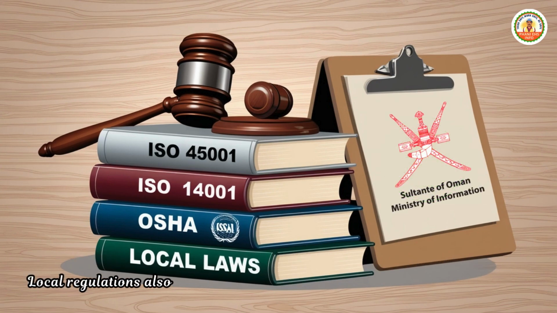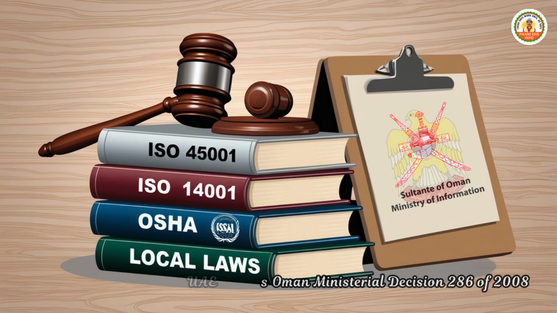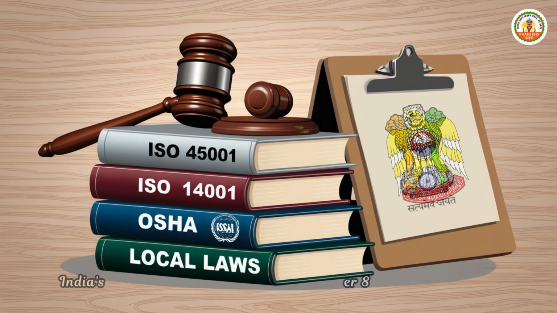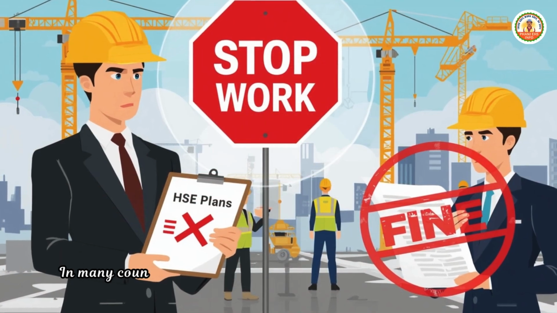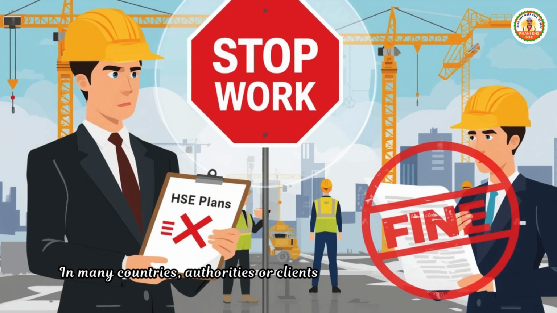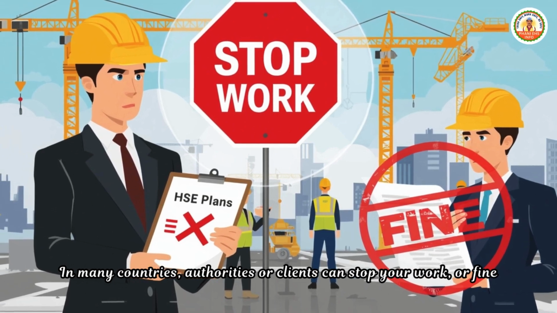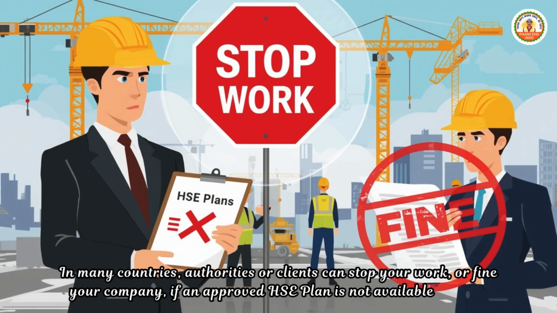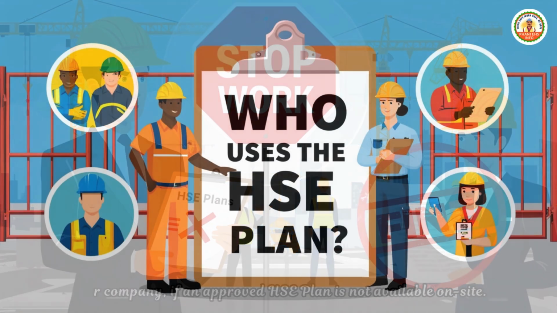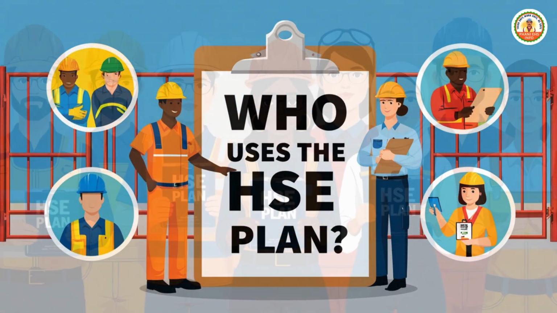Local regulations also apply, such as Oman Ministerial Decision 286 of 2008, UAE Federal Law No. 8, India's Factories Act, and the Qatar Construction Safety Standards. In many countries, authorities or clients can stop your work or fine your company if an approved HSE Plan is not available on site.